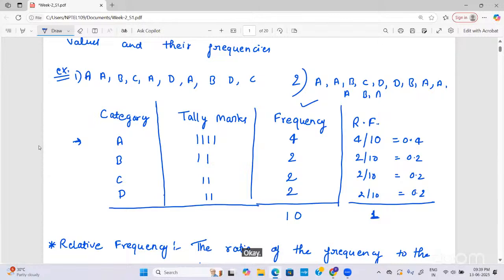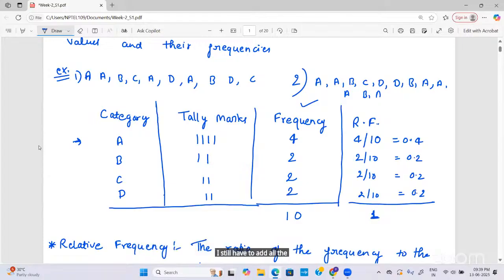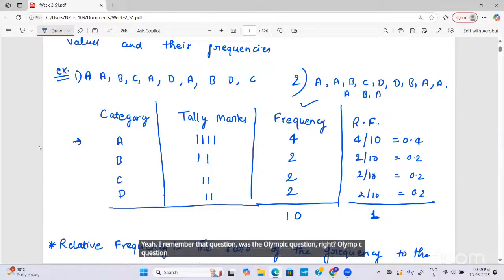Okay, where is that question? Actually, you can add all the data from the countries, and if it asks for the relative frequency of a particular country, we can calculate that. First, you have to add all the total observations. The total number of medals given in the question is 500. I remember that question was the Olympic question, right? Yeah, but I'm not very clear.